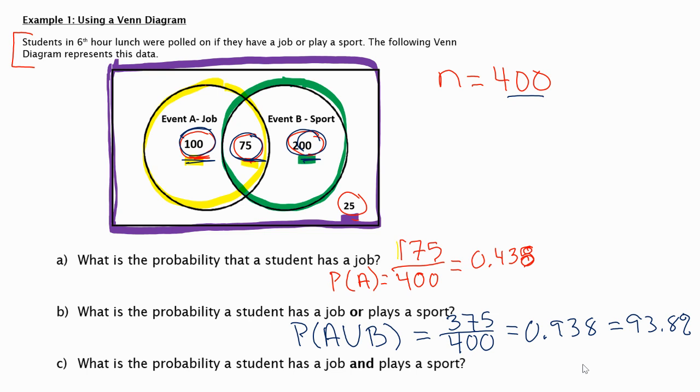Part C asks, what is the probability that a student has a job and plays a sport? So this is basically like writing the intersection, right? What's the probability of A and B? That's looking at the probability that it falls within both of those circles, and that would simply be this 75 right here. So we would write 75 over 400 and then divide it out. That would be 0.188 or 18.8%.